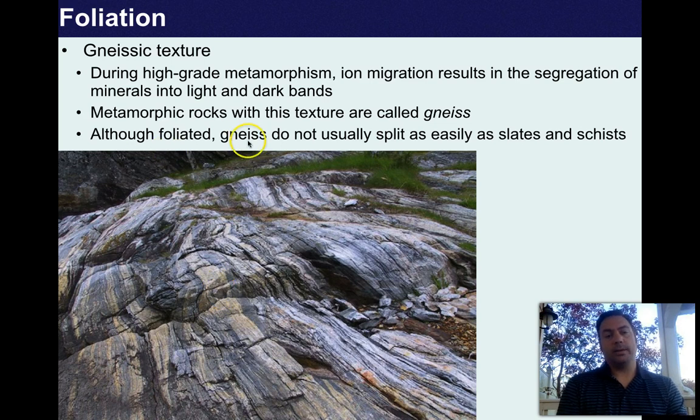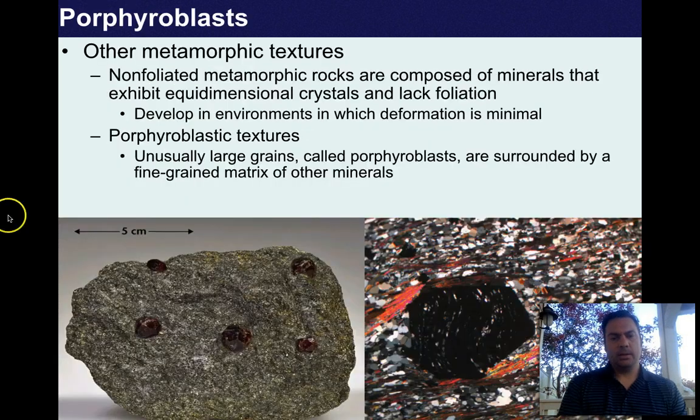And although foliated, gneisses do not usually split as easily as slates and schists. A lot of people look at this as almost like a granite in terms of its hardness. It just doesn't seem to want to break. So you can pick this piece of rock up, you can hit it, and it will break in almost any orientation. There's another really cool set of textures that we need to quickly talk about.